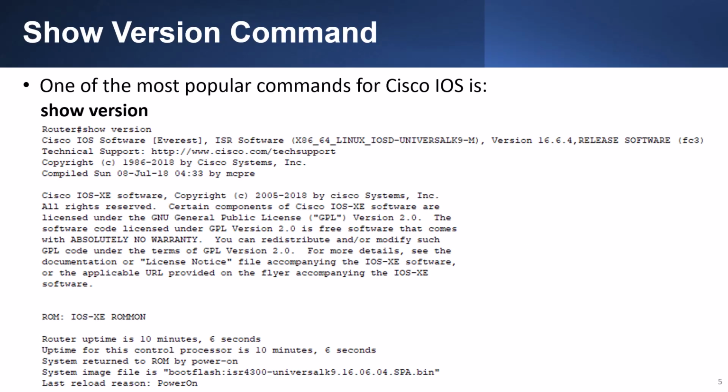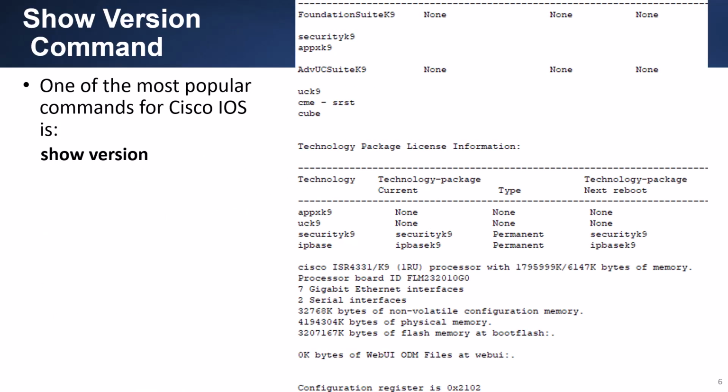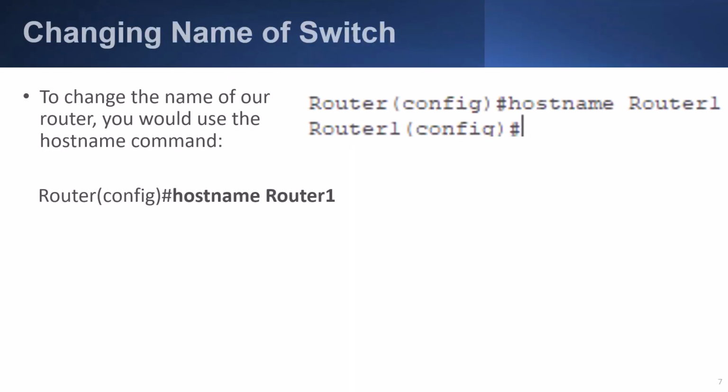One of the most popular commands for Cisco IOS is show version. To change the name of our router, you would use the hostname command. Hostname router1.